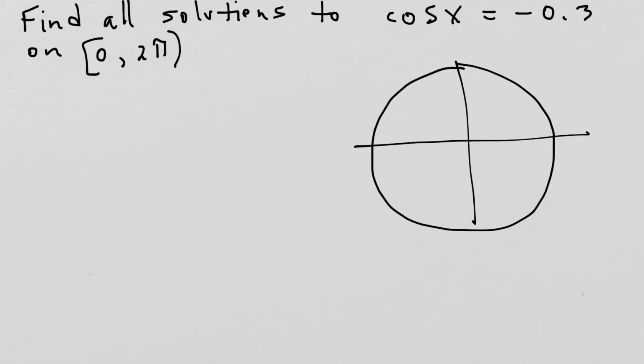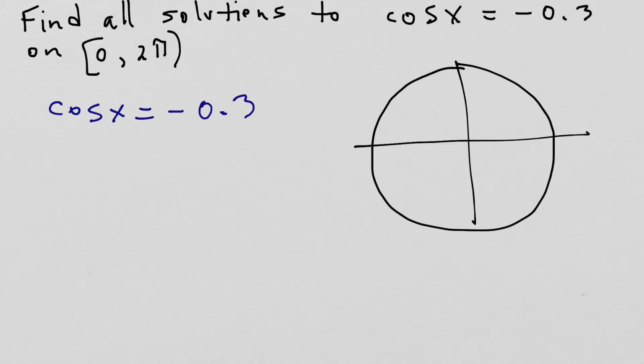Now let's try a cosine problem that doesn't involve one of our special angles. So this is also going to require a calculator, because this value, negative 0.3, is not the cosine of one of our special angles. So let's write down the problem. Cosine of x is equal to negative 0.3.